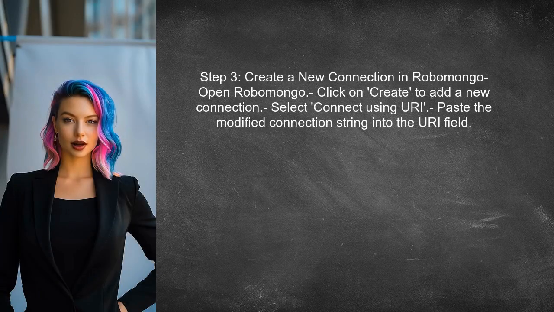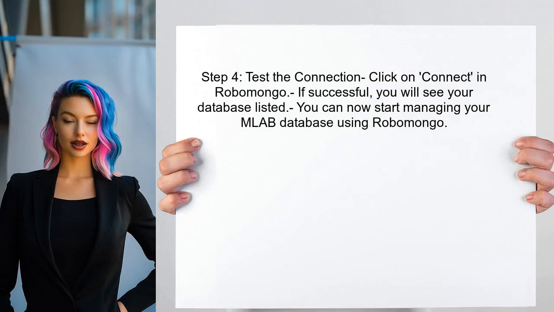Now the user can open RoboMongo and create a new connection. They should select the option to connect using a URI and paste the modified connection string into the designated field. Finally, the user should test the connection to ensure everything is set up correctly. If the connection is successful, they will be able to access their MLAB database through RoboMongo.